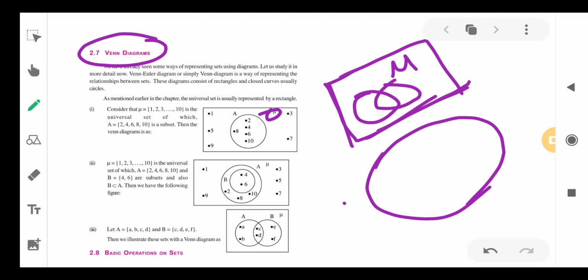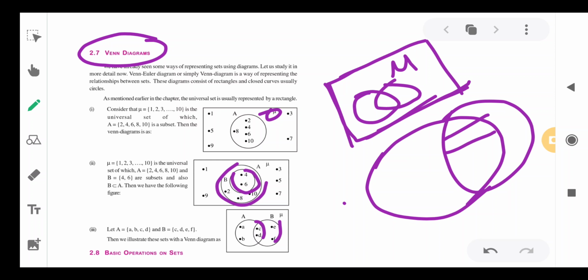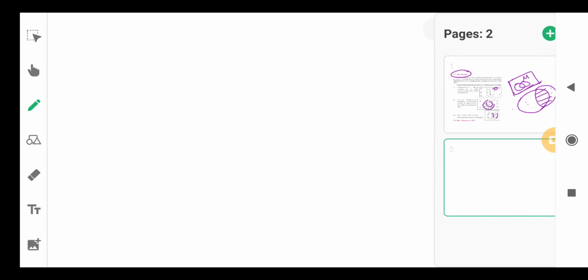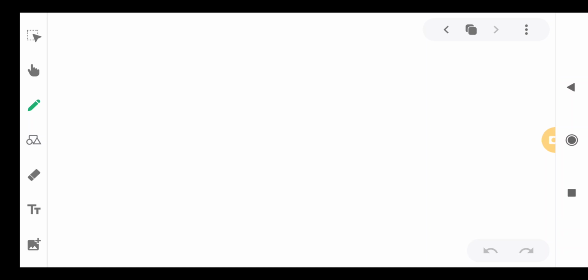In the second example, mu has some numbers, and A and B are subsets. A and B are intersecting, and this is the intersecting part. The elements in the intersection are C, D, and here E, D. So we can understand very easily and solve problems very easily. These are called Venn diagrams.